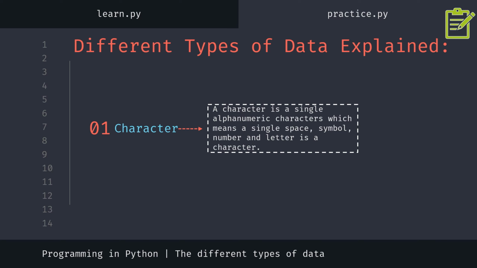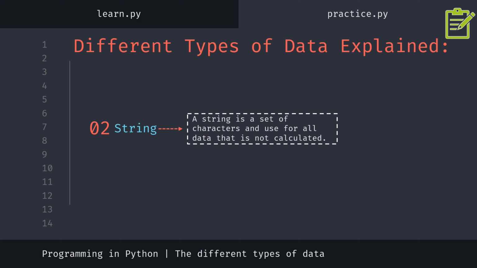This video will explain 5 types of data in Python. There could be more I forgot to add, but these are the main ones. A character is a single alphanumeric character, which means a single space, symbol, number, and letter is a character. A string is a set of characters and is used for all data that is not calculated.